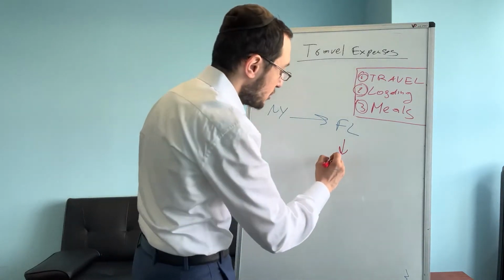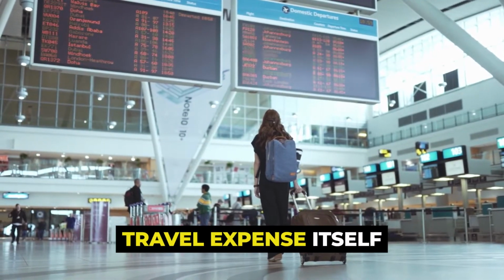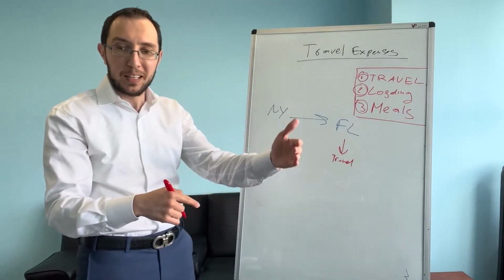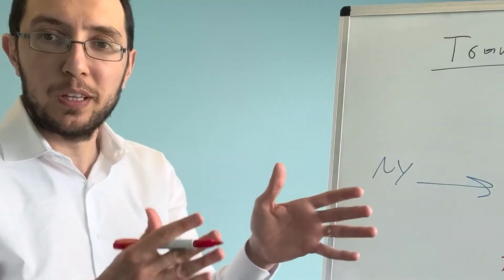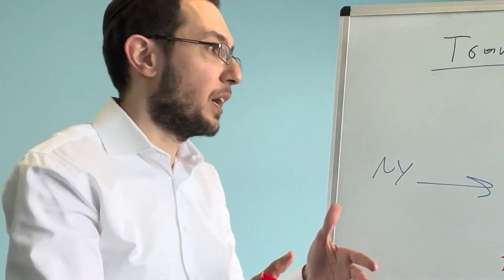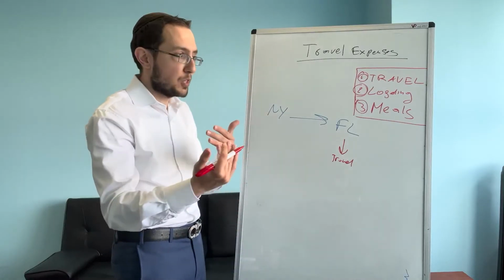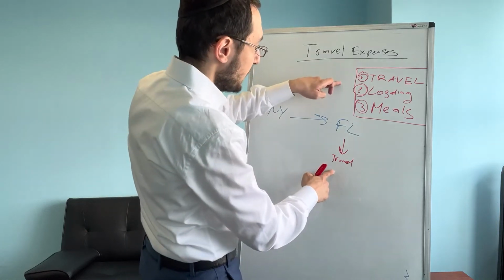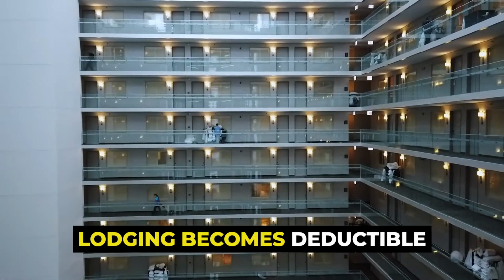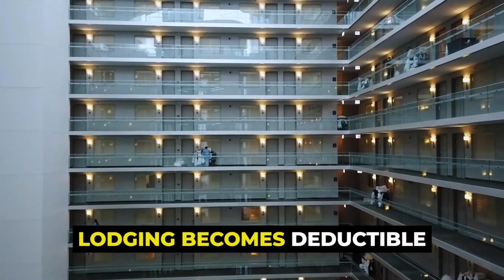Number one, it's going to be the travel expense itself. What you paid to get to your destination, right? Whether it was an airplane or however else you got there, right? Let's assume it was an airfare, okay? Travel. Now, lodging, you stayed at that place for lodging, right? That becomes deductible.